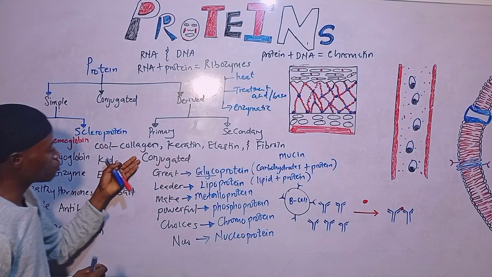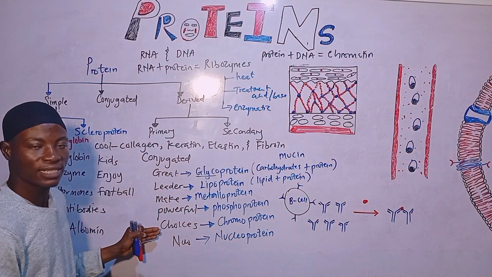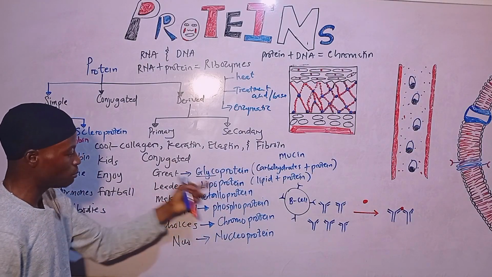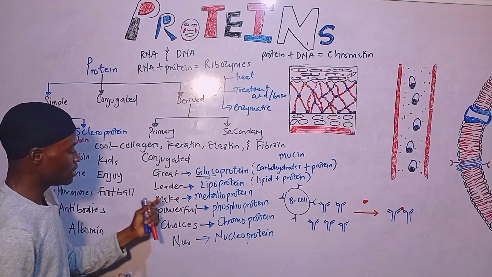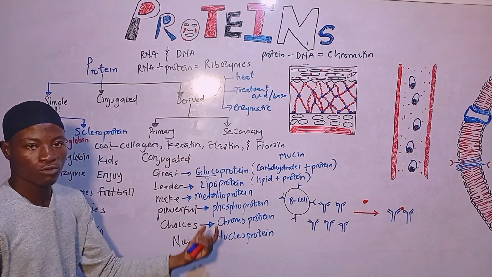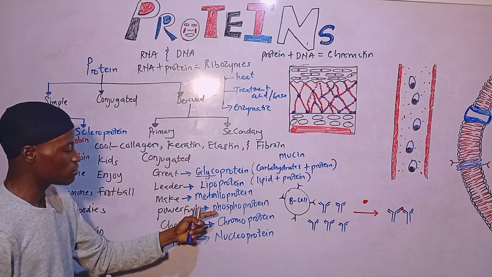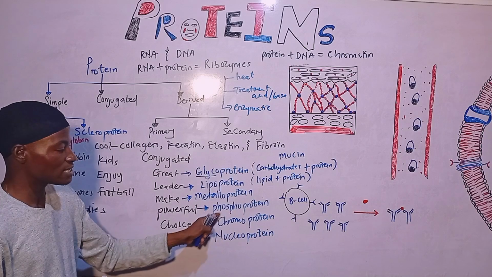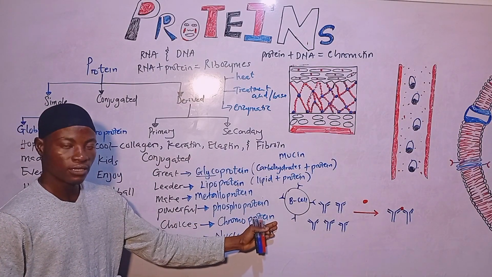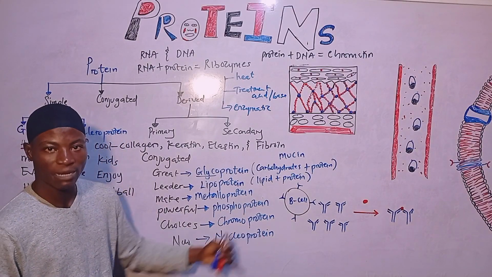Then we move on to conjugated protein. Great leader makes powerful choices. Great leaders, glycoprotein, which contains carbohydrates plus protein. Then leader, which is lipoprotein, lipid plus protein. Then make, metalloprotein, and in that case it contains metal plus protein, right? Example, we have hemoglobin. Then we have powerful, which is phosphoric acid plus protein, that's phosphoprotein. Then choices, that's chromoprotein, and chromo represents a pigment. Pigment plus protein. Example, we have chlorophyll.